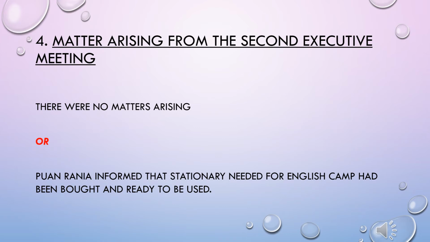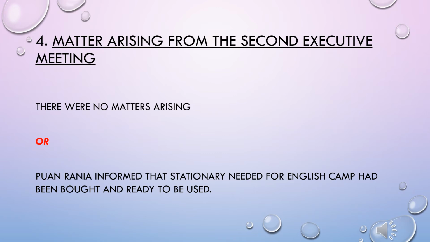All right, the next item is item number 4, which is matter arising from the second executive meeting. You can translate it to Bahasa as hal-hal berbangkit. Actually, for the matter arising, you can refer to the previous meeting. Maybe there are some aspects that need further discussion and are not settled yet, so you put them in this item and discuss them during the meeting. If not, you can just write there were no matter arising.